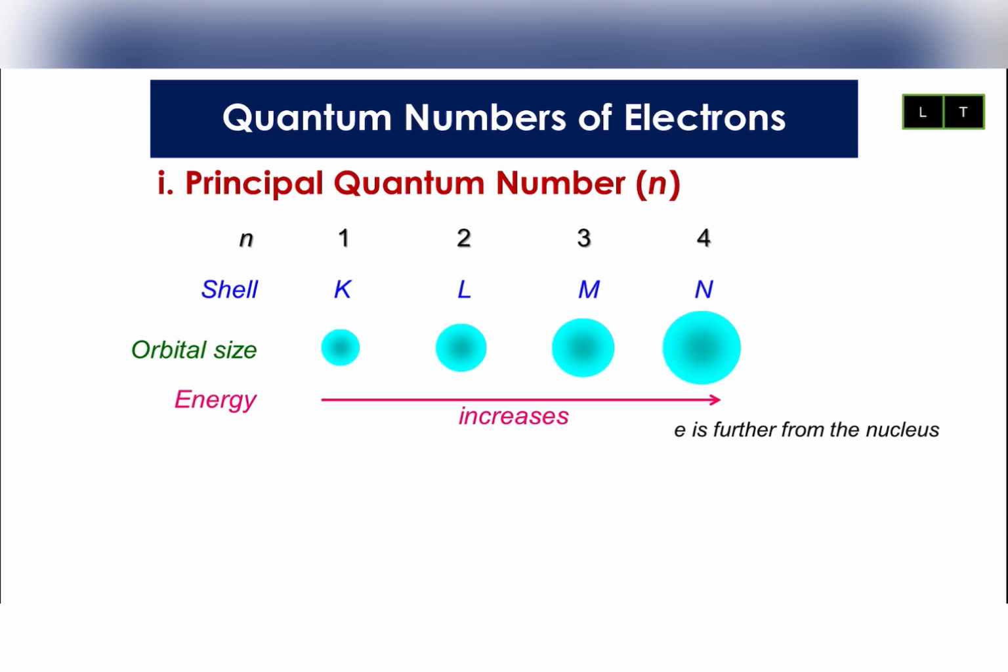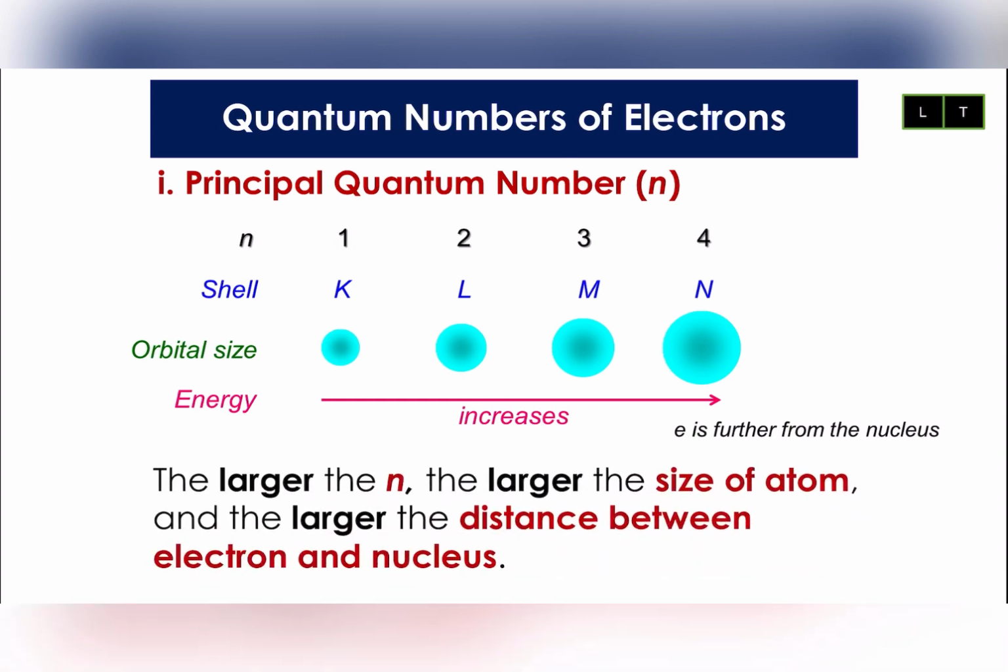If n equals 1, it is the smallest energy level, so the orbital size is the smallest compared to the orbital size for the 4th energy level. As you see here, from n equals 1 until 4, the energy increases. This is because the shell or orbit is further from the nucleus. What we can conclude is that the larger the n value, the larger the size of the atom, and hence the larger the distance between the electron and the nucleus.